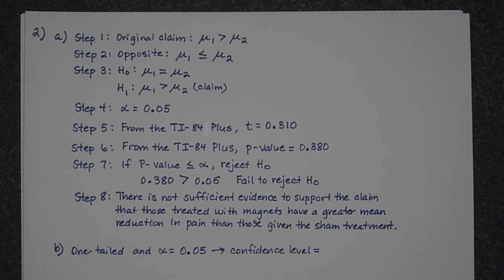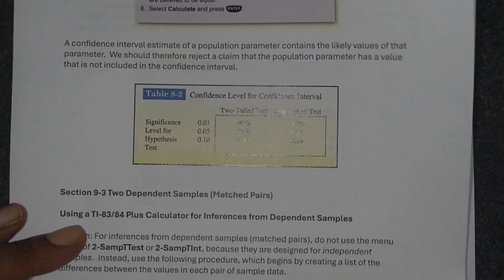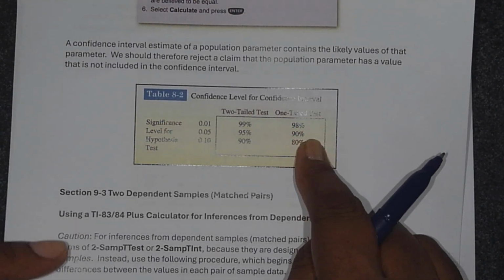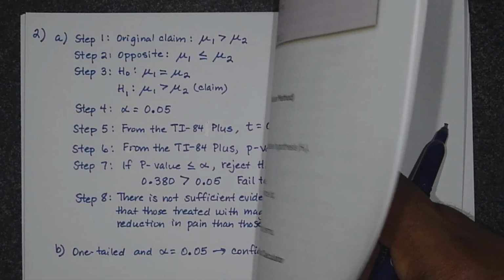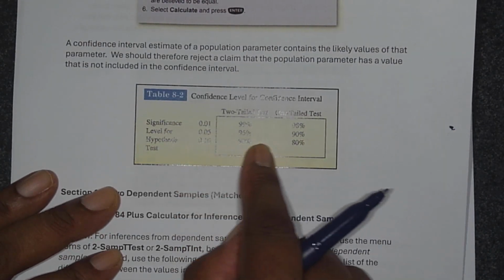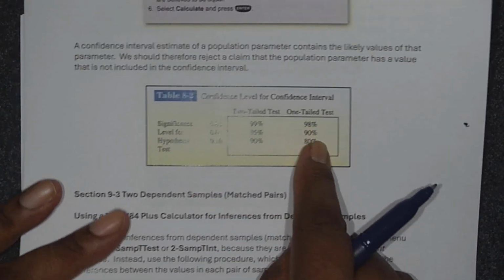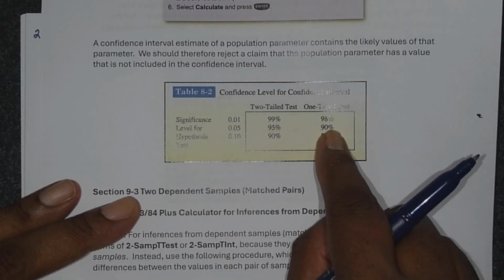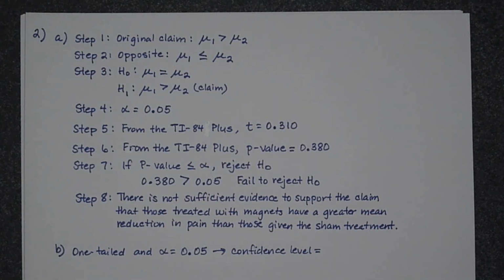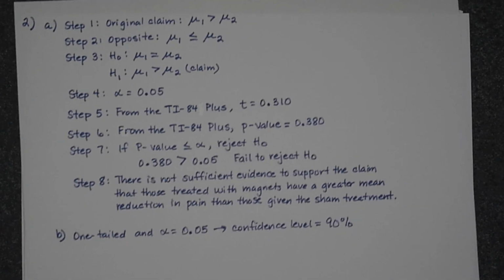and let's take a look from this table. We have a one-tailed test. The significance level was 0.05. So that means confidence will be 90%. So now we can use that to get our confidence interval.